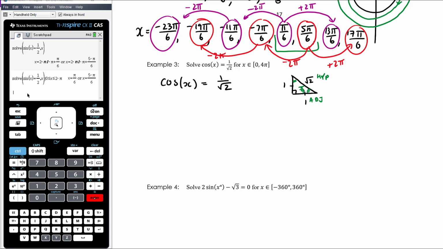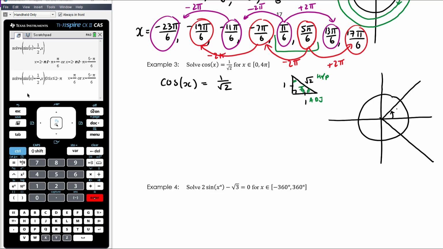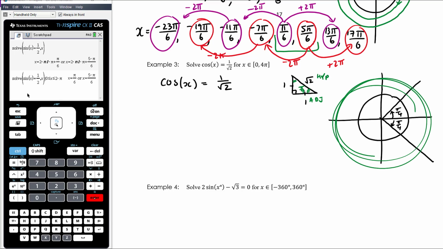The next thing is to think about quadrants. In this particular question, cos of x is equal to positive 1 on root 2. So if the cos value is positive in the unit circle, that means my solutions are in the first and fourth quadrants. So we've got angles to do with pi on 4 in the first and the fourth quadrants: pi on 4 up from the x-axis that way, and pi on 4 down from the x-axis that way. That's the location of every single solution to this particular equation. And there's infinitely many of those because we can lap and lap around the circle.